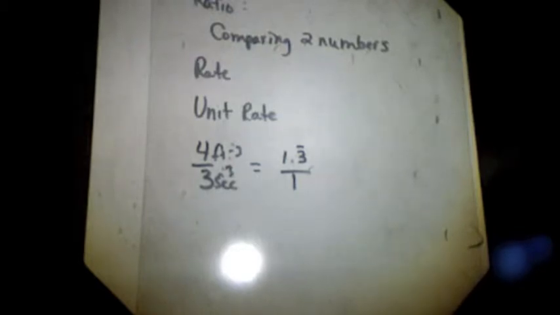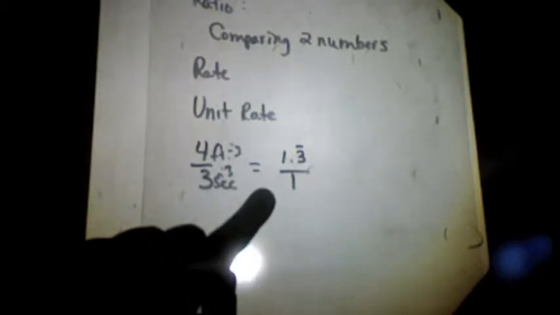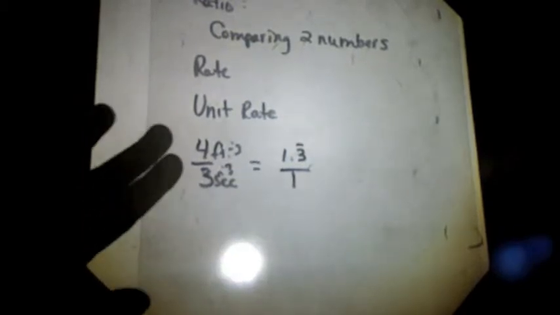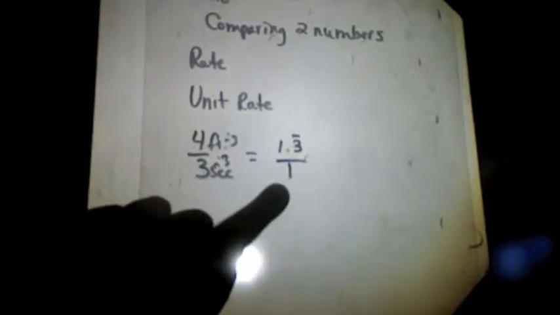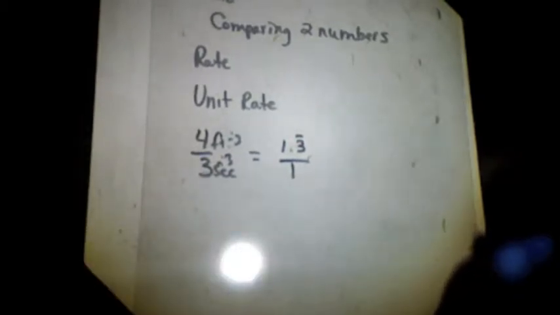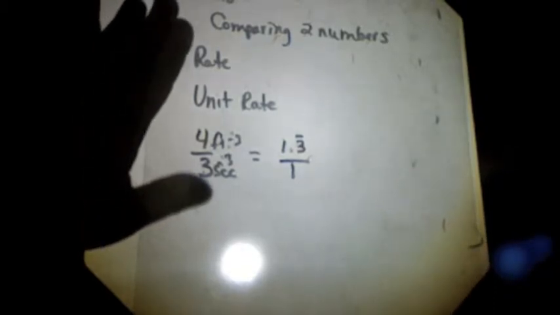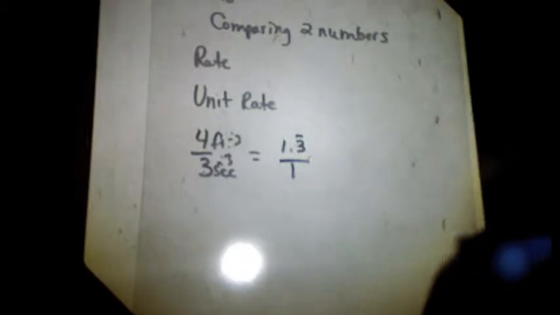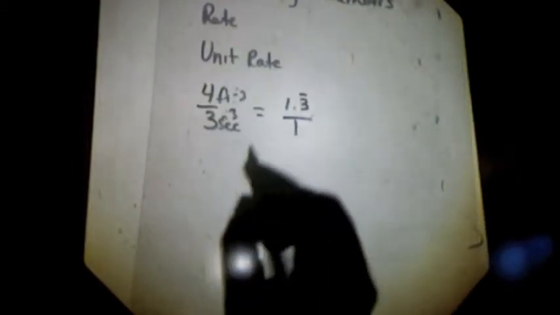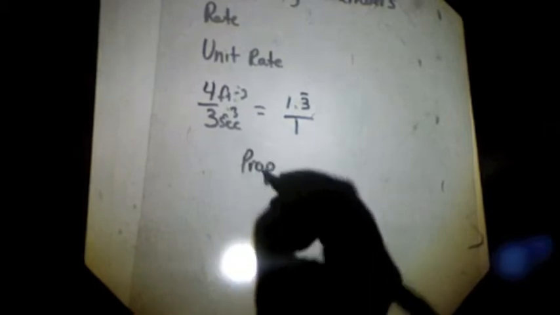All right, and that's just telling you that you can use it to easily compare. If I'm going to travel 4 feet in 3 seconds, that's pretty slow. But if somebody goes something else, it's used to easily compare. Again, comparing two numbers. It's easy to compare one thing to the other. All right? So today, we're going to go on to proportions.